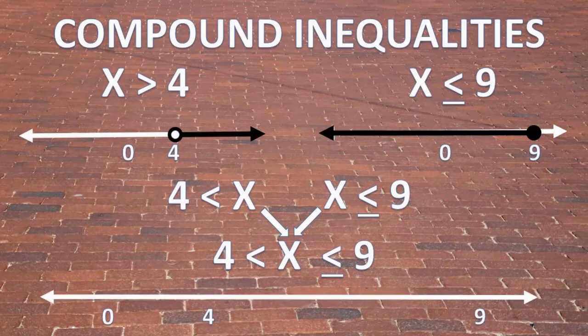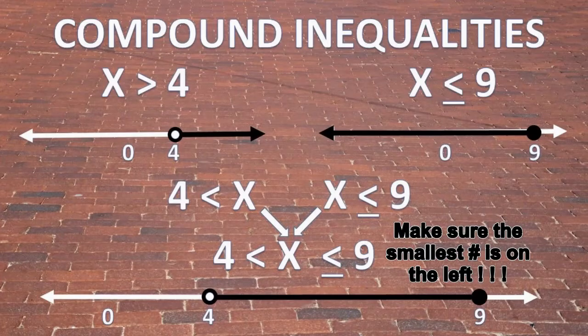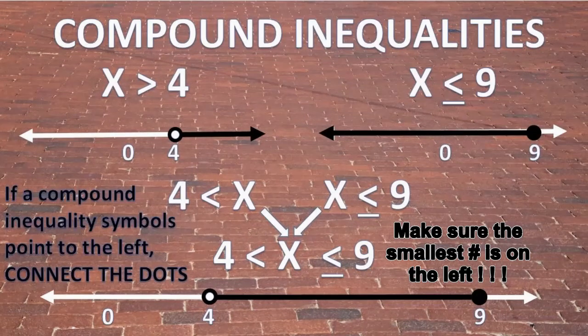Now that we have rewritten our compound inequality with the one x, let's graph the compound inequality. We'll need to draw a number line and put the quantities of 4 and 9 on the number line. Like on the top, the 4 would need an open dot, while the 9 would need a closed dot. If you look at the above graphs, the arrow on the 4 would go to the right and the arrow on the 9 would go to the left. That would connect the two dots. A good rule to remember is that if a compound inequality's symbols point to the left, you would connect the dots.